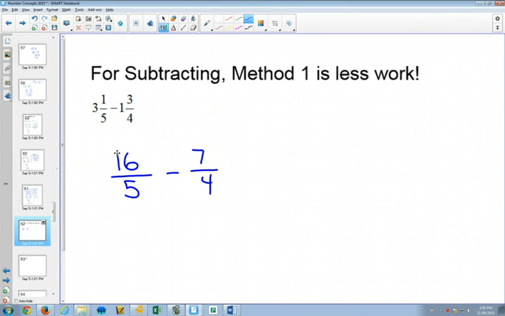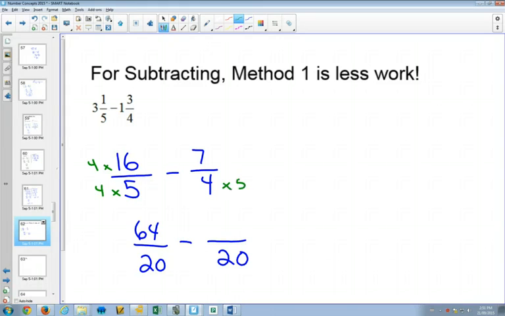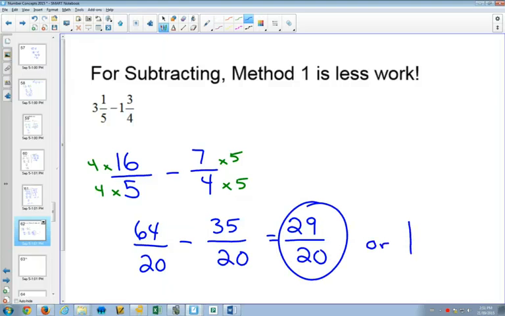Now, if I want a common denominator between 5 and 4, it's going to be 20. So that means I'm going to need to multiply 5 by 4 and 16 by 4. 16 times 4 is 64. Subtract, and here I'm going to need to multiply by 5 and by 5. 5 times 7 is 35. 64 minus 35 is 29 over 20, or 1 9/20 if you want to change it back to a mixed fraction.